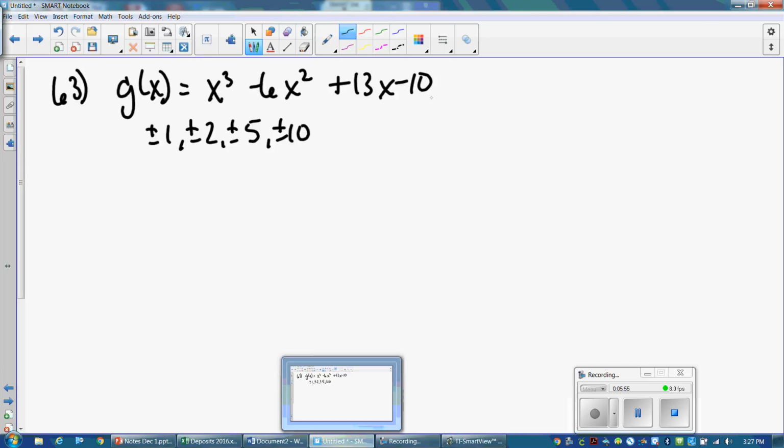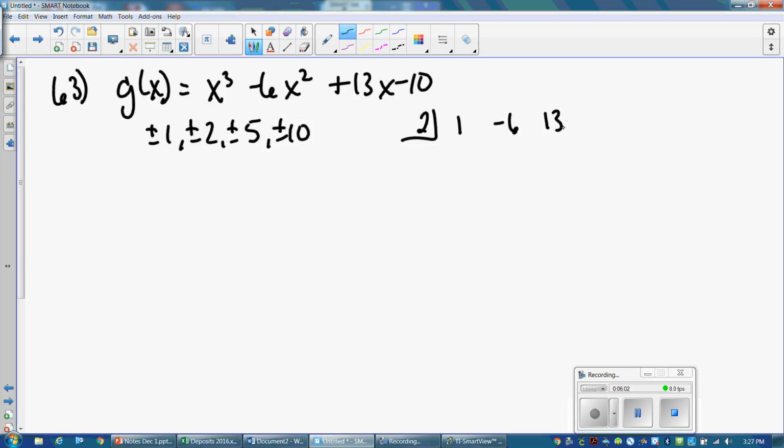So I'm going to come over here, and if 2 is a factor, then I can use synthetic division. 1, negative 6, 13, negative 10. I can use synthetic division to see what would be left. 2 times 1 is 2, and add, and you get negative 4. 2 times negative 4 is negative 8, and add, and you get 5, and 2 times 5 is 10, and there's no remainder. If you try positive negative 1, positive negative 5, nothing would work.